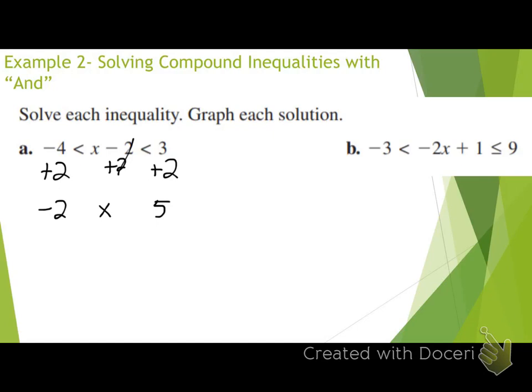Keep in mind, anytime we multiply or divide both sides by a negative, I've got to flip my inequality symbols. Did I multiply or divide both sides by a negative? Or all three sides? No. So my symbols flip or stay? Stay. X is now by itself in the middle. There's my solution. Negative 2 is less than x is less than 5.